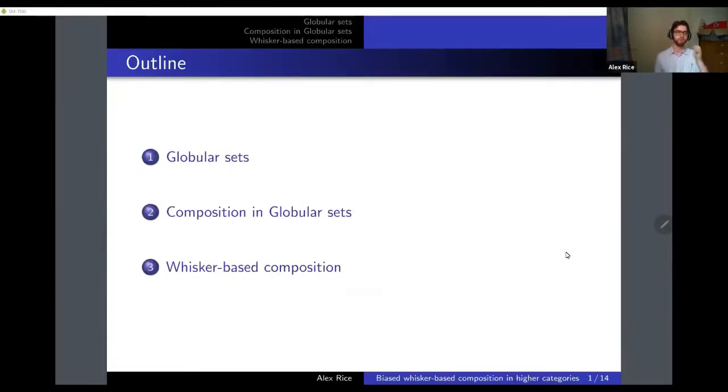So yeah, I want to start off by going over the theory of globular sets, just going over their definition, defining them for anyone who hasn't seen them before. And then I want to move on to different sorts of composition operations you can see in these globular sets. And finally, I want to talk about the work I did, which is defining this Whisker-based composition scheme for globular sets. We'll see the idea later, I think. It'll be easier to explain once we've got some definitions.